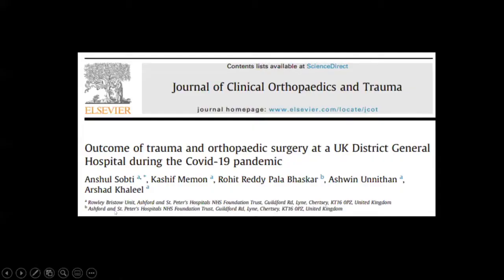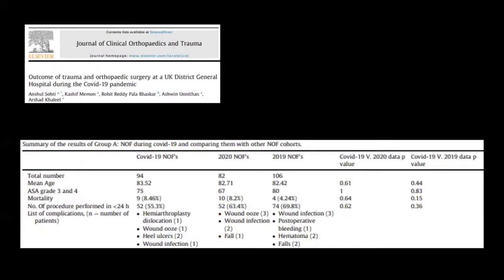Now, let's give you another example of where the p-value is used correctly. This is data from our unit. We also treated hip fractures during COVID time, and we have here 94. But we also have patients who were treated this year outside the COVID period, 82. And we compared this 94 to a similar period last year, 106. We looked at their mean age. We looked at whether we are treating the same group of patients with their ASA grade. And then we looked at their mortality, 9%, 10%. And last year was only 4%. So again, percentage-wise we have a higher percentage.